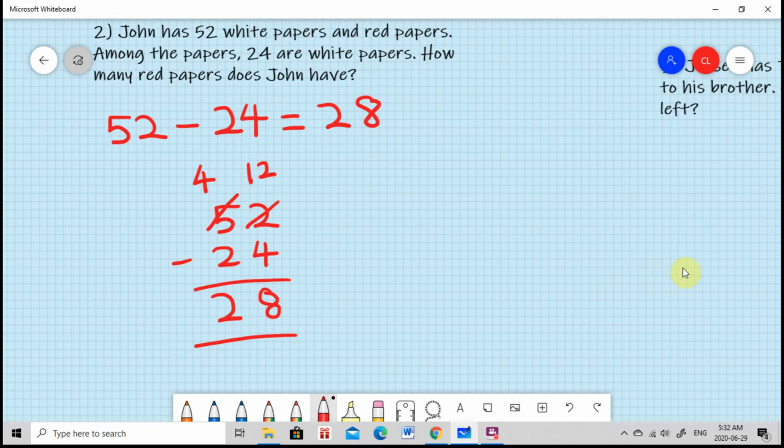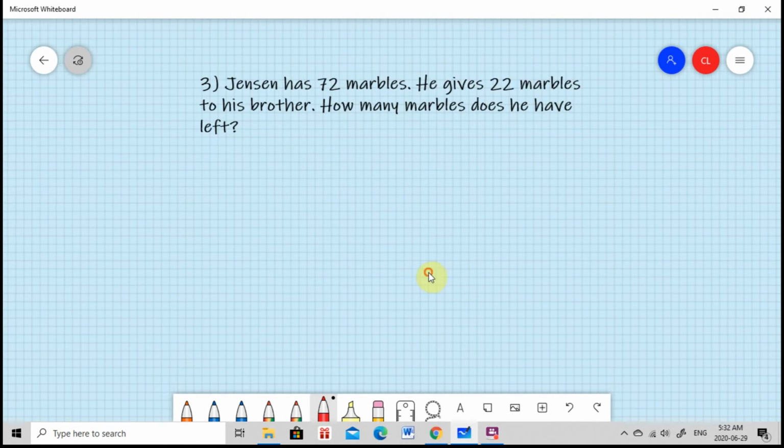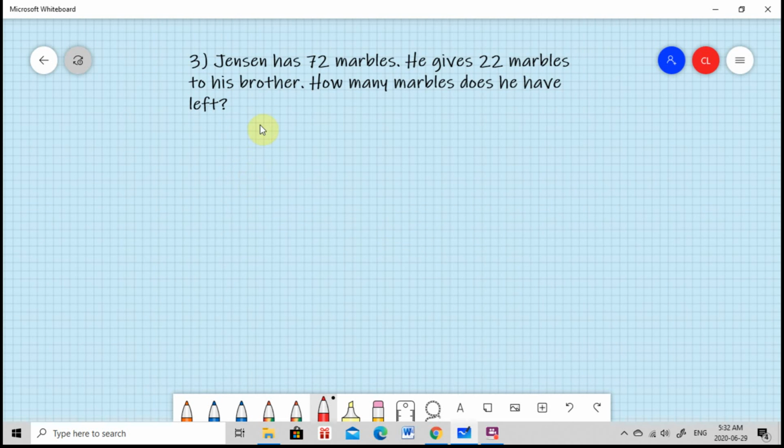Okay, now let's move on to the next question. So this question is very easy, right? Jensen has 72 marbles, so you just write down 72, right? He gives 22 marbles to his brother. How many marbles does he have left? So he gives away 22 marbles. When you give something away, that means it is subtraction, right? You take something away from what you have.